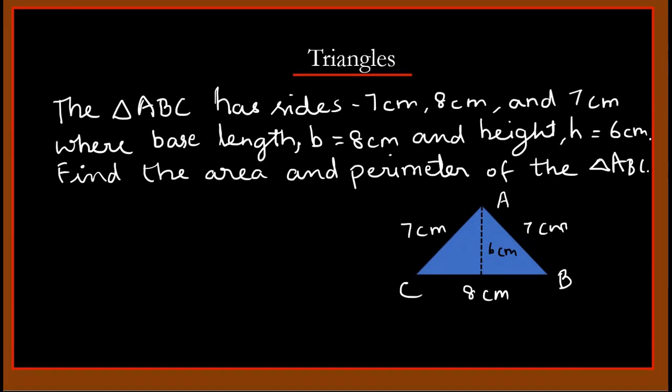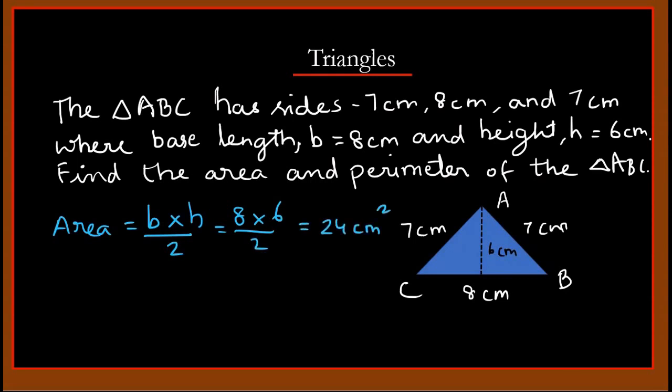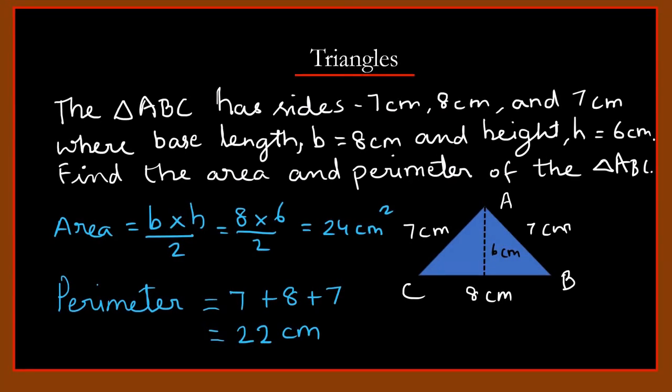So we know that area of a triangle is equal to base times height divided by 2. Therefore, 8 times 6 divided by 2 is equal to 24 centimeter square. Perimeter is the sum of all side lengths, which is equal to 7 plus 8 plus 7, which is equal to 22 centimeter.